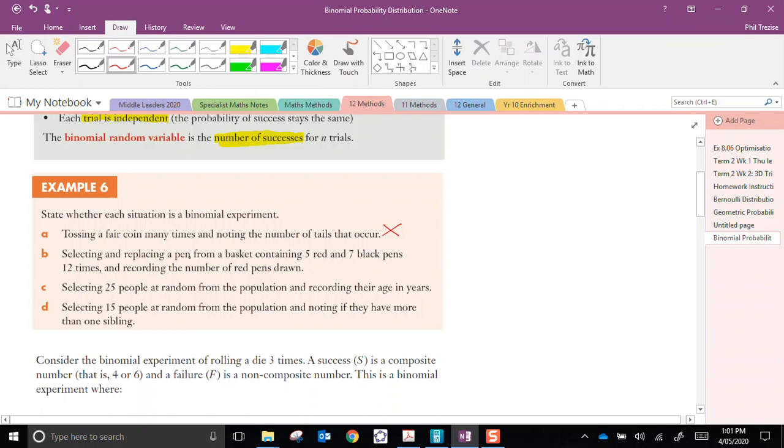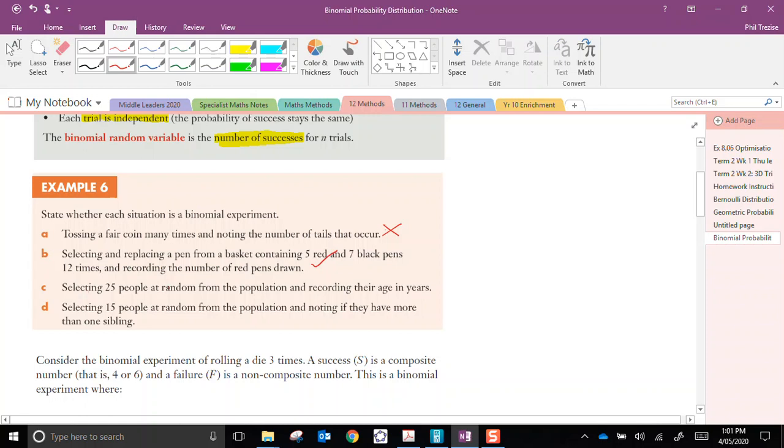Selecting and replacing a pen from a basket that contains 5 red and 7 black. Well, the fact that we're replacing means that there will always be the same number of red and black pens for each trial, so the chances of success and fail are fixed. It's 12 times, we're repeating, fixed number. We're recording the number of red pens. So let's say that red pen was success, black pen was fail. So yes, this is a binomial experiment. It meets all the criteria.